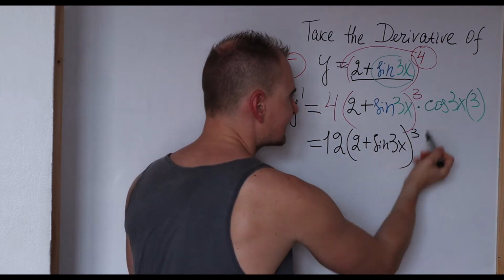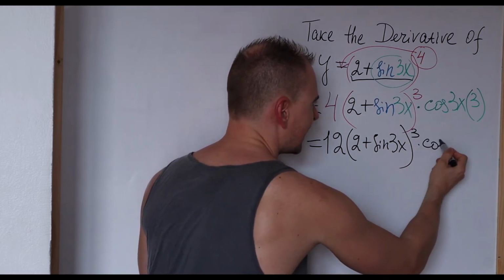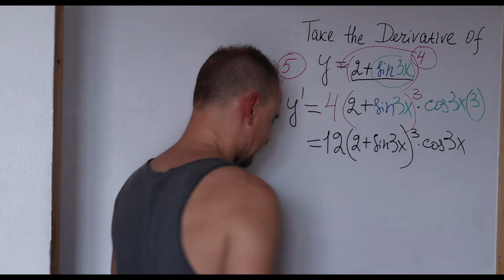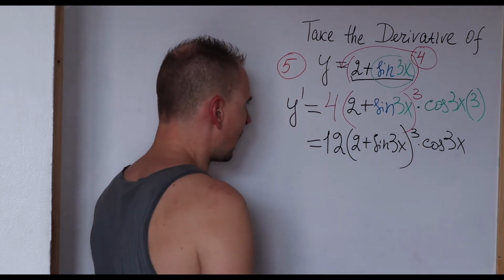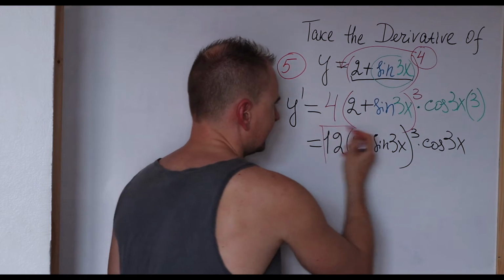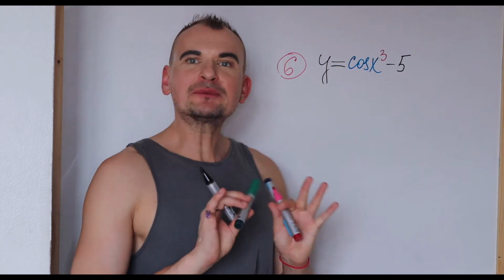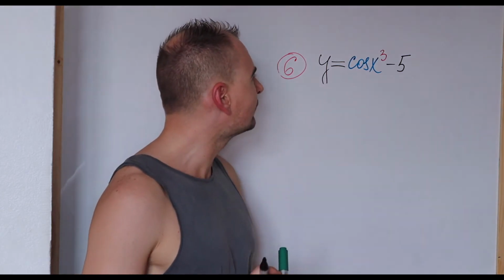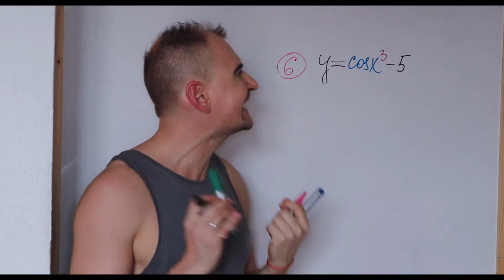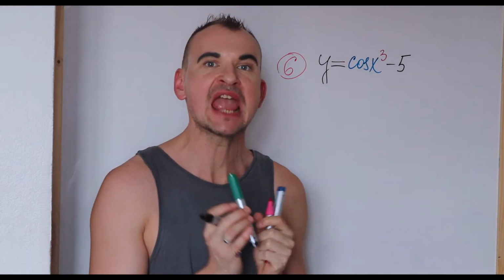And this term gets multiplied by cosine of 3x. And this is your derivative for that function. Alright, moving on. Here's one more. What if you have something like cosine x cubed minus 5?